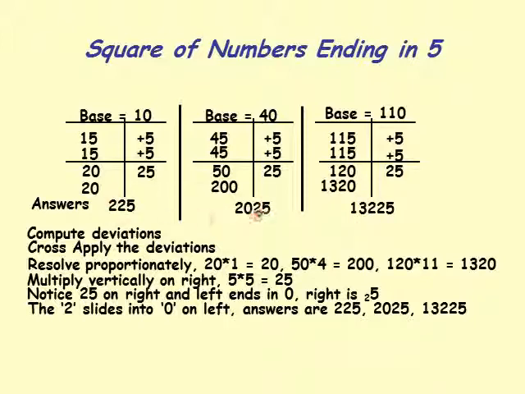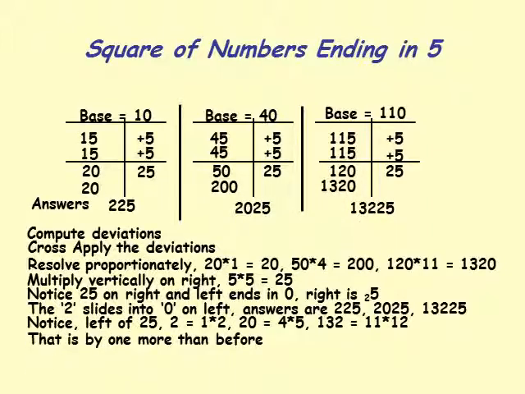So on the left part, we are multiplying by 1 more than the number before. It was 1 here, it's 1 times 2. It's 4 here, 4 times 5. Here's 11, 11 times 12. On the left of 25, we had 2, which is 1 times 2, 20, which is 4 times 5, and 132, which equals 11 times 12.